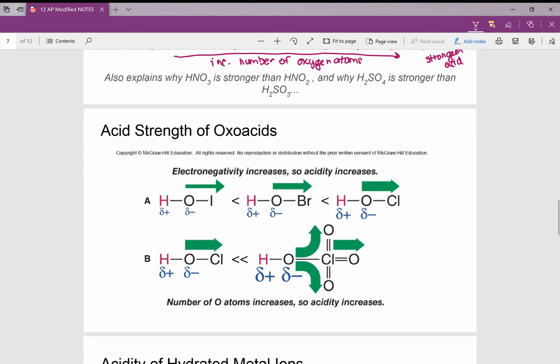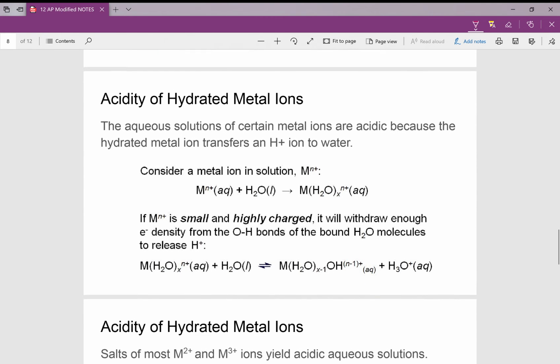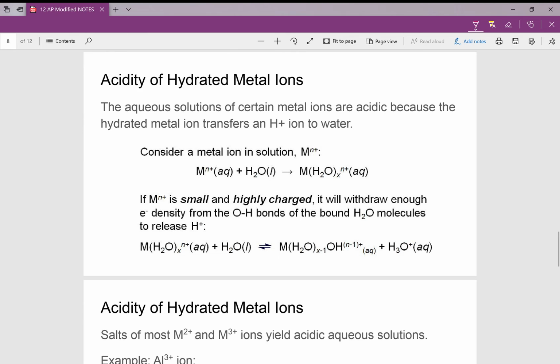Definitely important to note, and hopefully by doing both the POGL and just a quick little review, it's clear and understandable. One little thing that they throw into this section in the textbook has to do with aqueous solutions of certain metal ions becoming acidic because the hydrated metal ion transfers a hydrogen to water. This happens when that metal ion is small and highly charged. It's able to distort that electron density within the water molecule and thus cause it to be ionized.